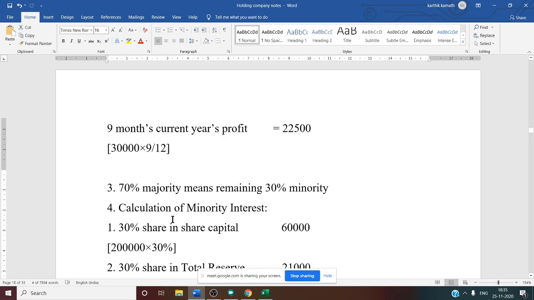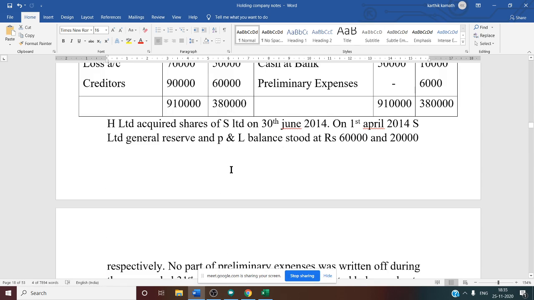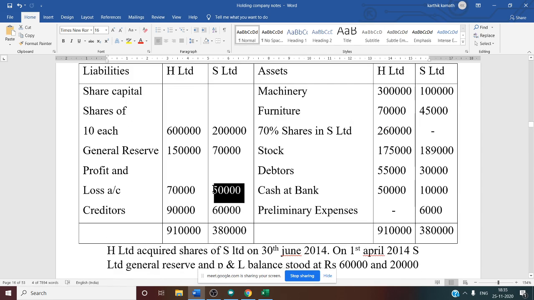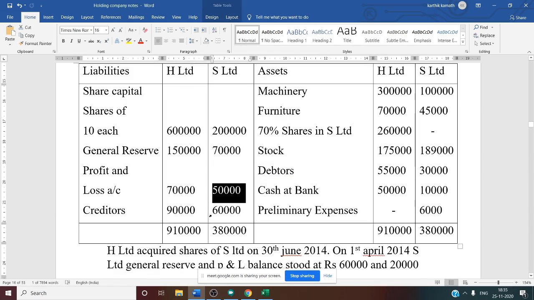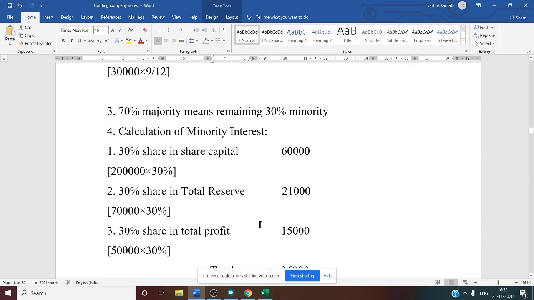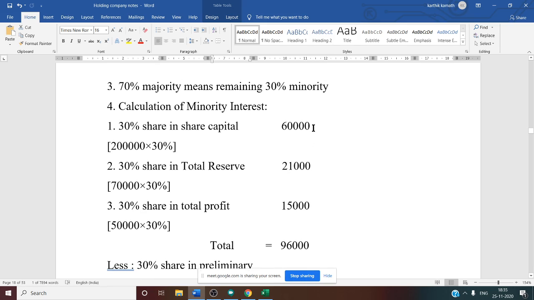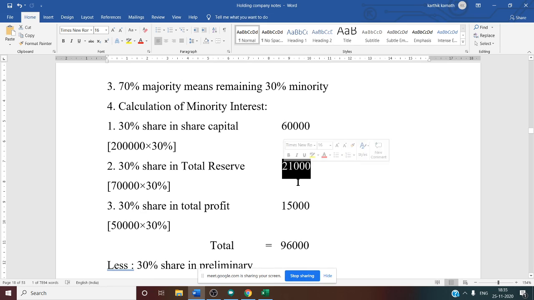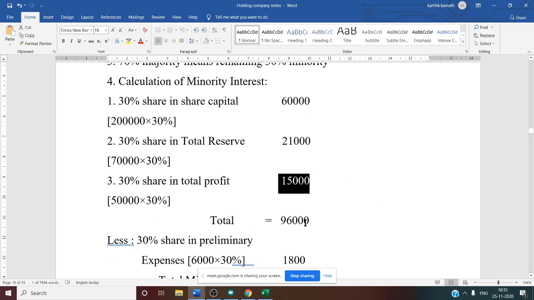Then the 30% share in total profit. Again, total profit is given. Once again we will see the question. See this, total profit of subsidiary 50,000. So on this 50,000, take 30%. That is 15,000. So total minority interest is 60,000 plus 21,000 plus 15,000, that is 96,000.